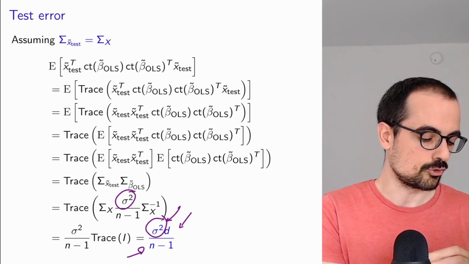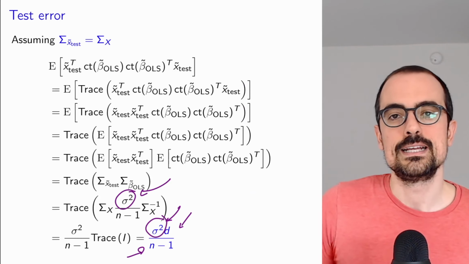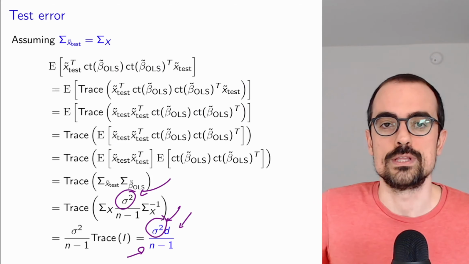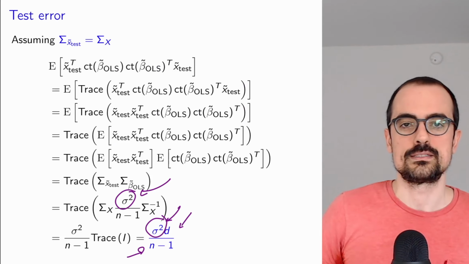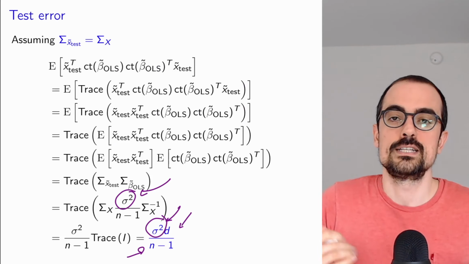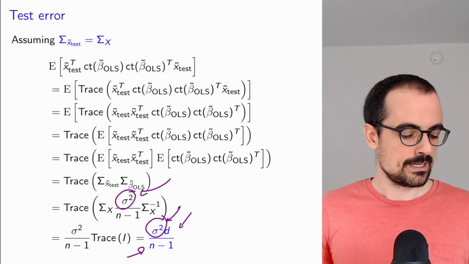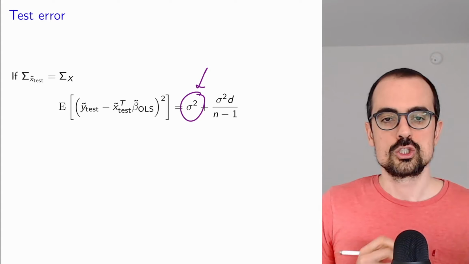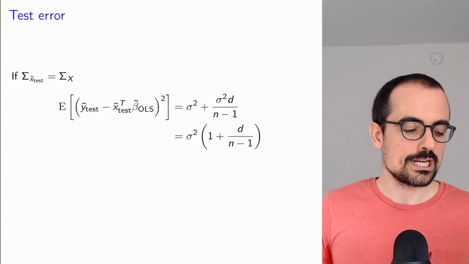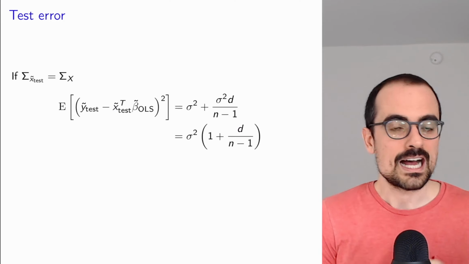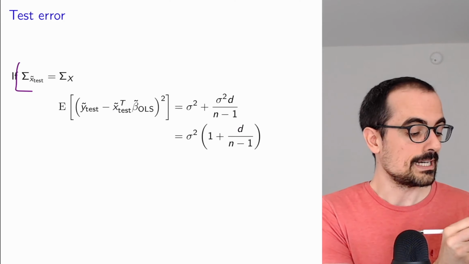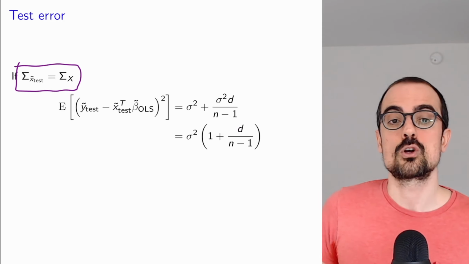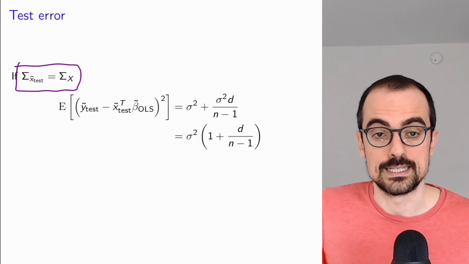It's the variance of the training noise that has propagated to the OLS coefficients and then to the test error. Just to be clear, we're assuming that it's the same as the test noise. So when we put everything together, we get an expression for the test error under the assumption that the covariance matrix of the test features is the same as the sample covariance matrix of the training data.